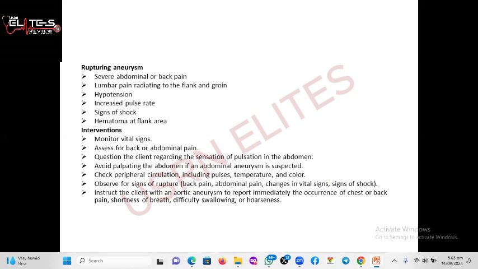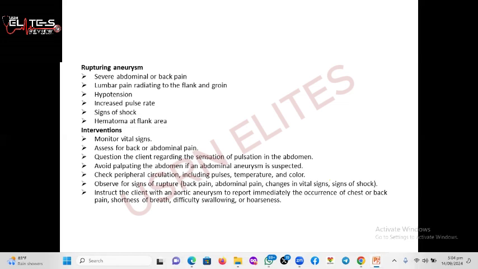Then you have lumbar pain that radiates to the flank and the groin area as well too. Then you have hypotension. Remember when the aneurysm is ruptured, patient is going to bleed internally. So when you bleed, at the end of the day you're going to have hypovolemic shock, or shock is likely going to set in. So in shock, we know that hypotension is there, you have tachycardia, you have tachypnea, and then you have hematoma at the flank area. And so the bleeding, you could see the flank area would have some form of discoloration around the flank area, telling you that the patient is bleeding. So you could have hematoma at that place.